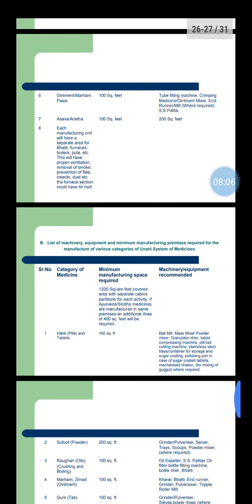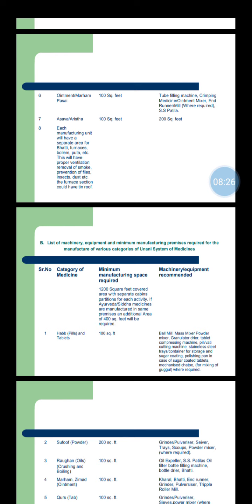Then each manufacturing unit will have to have a separate area for bhati, furnaces, boiler, putta, etc. This will have proper ventilation for removal of smoke, and prevention of fire, insects, dust, etc.